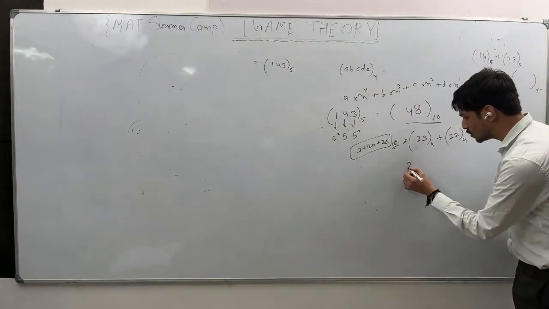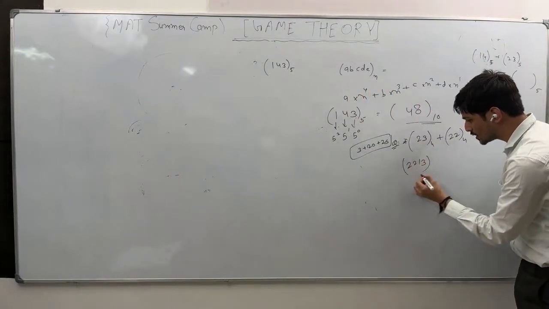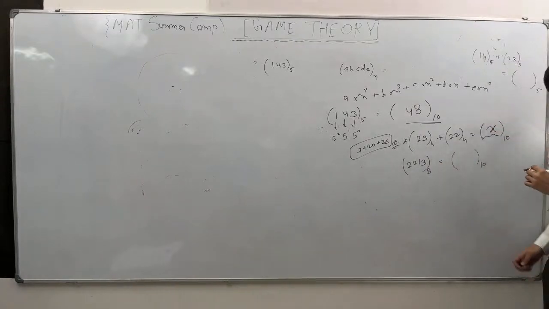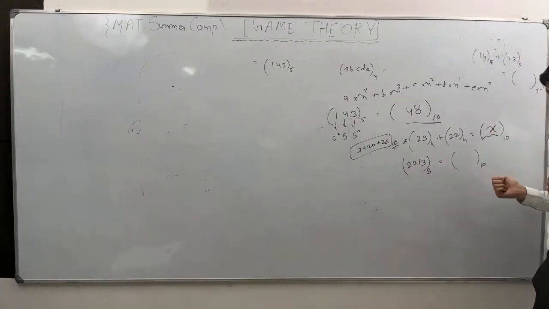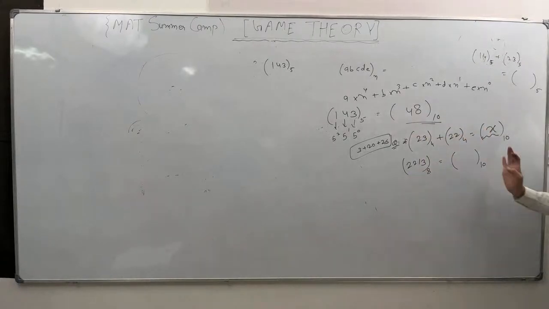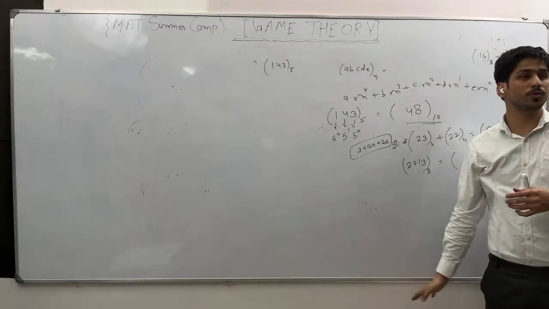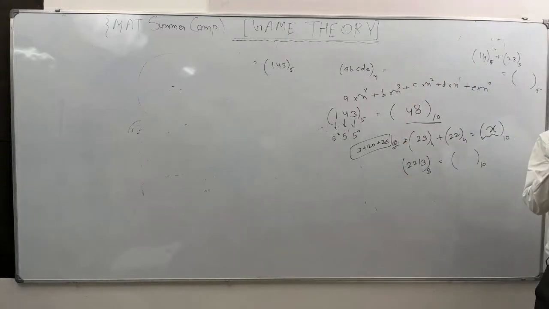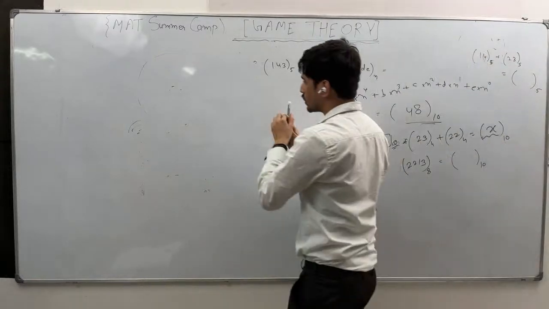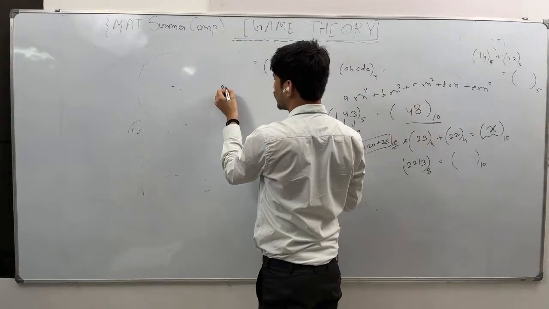Next, let's say 2213 is given, and the base is 8. Now, how will I convert this into base 10? First of all, you have to learn this. Whatever base is given, you should be able to convert it into base 10, because all the calculation we are doing is on base 10 only. Are you getting my point? So now tell me, base 8 is given, you have to convert into base 10. How can you do it?